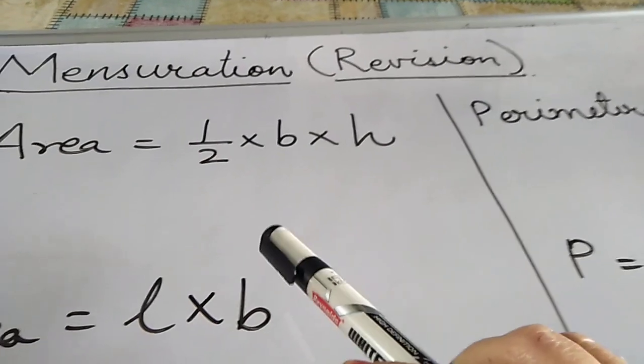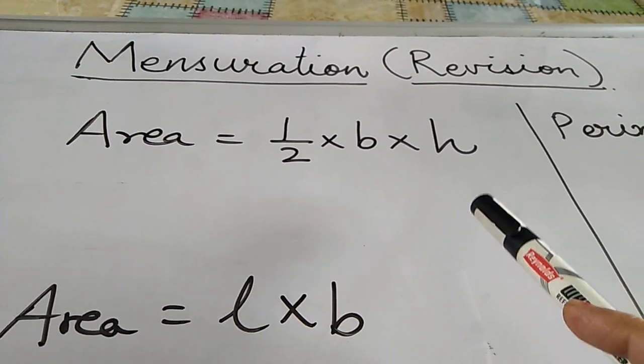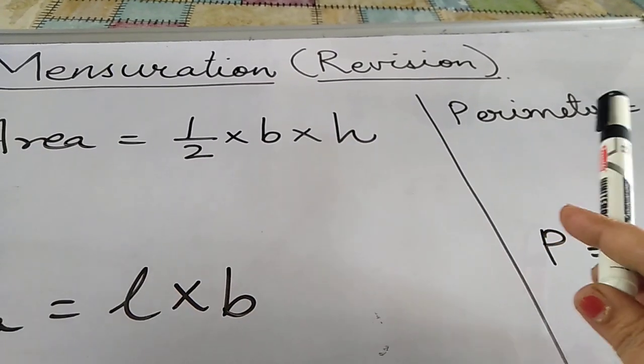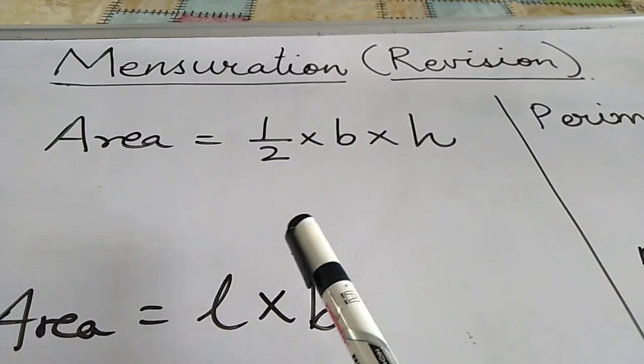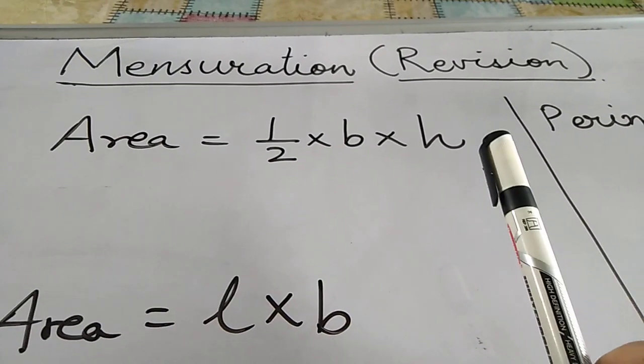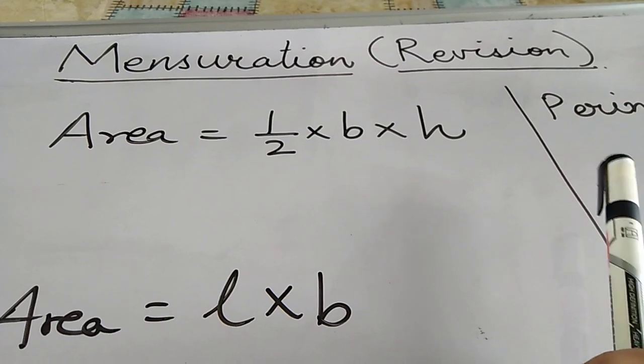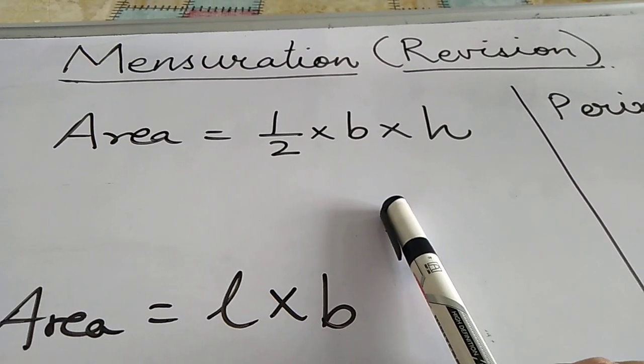Yes, if they ask you to find out how much fence is required, you'll calculate the perimeter. But if you need to floor a room, you need to cover the floor of the room with tiles, or you need to whitewash the walls of the room, then the concept of area comes into play.